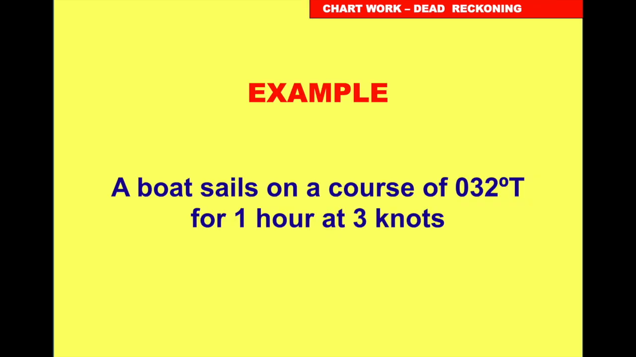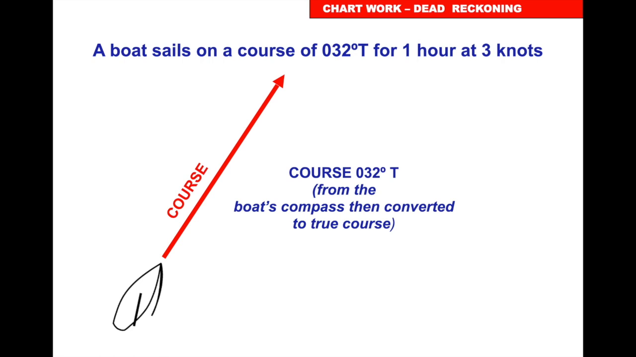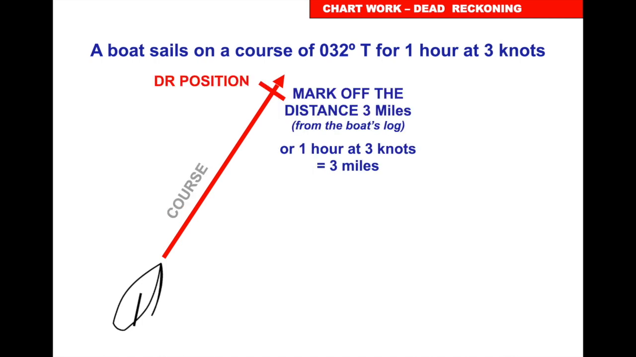So a boat sails on a course of 032 degrees true, so we've converted it from the ship's compass to true, and it sails on that course for 1 hour at 3 knots. So there's our vessel on the course of 032 degrees true, and it goes for 1 hour at 3 knots. So how far would it have gone in that 1 hour? So obviously 1 hour at 3 knots, it would have gone 3 nautical miles. And we'd have worked that out and it should match up with the ship's log.